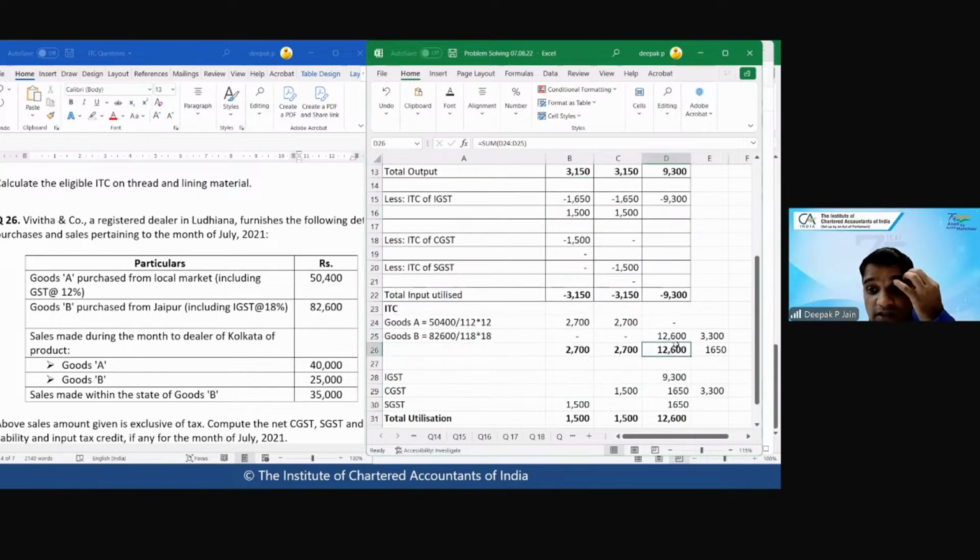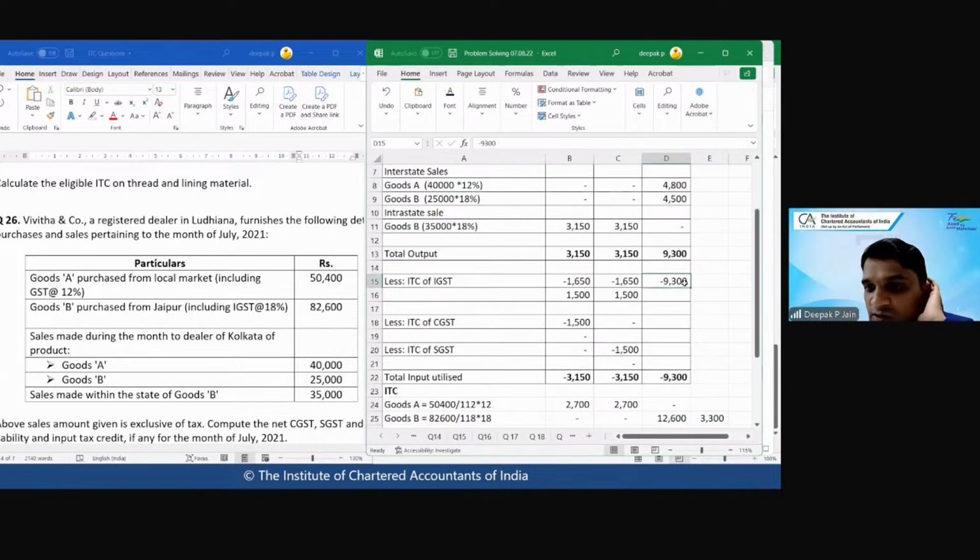Sorry, 12,600 is the IGST. You will utilize 9,300 here. Balance you are utilizing towards CGST and SGST equally. Okay. After utilization of ITC of IGST, we will utilize ITC of CGST.